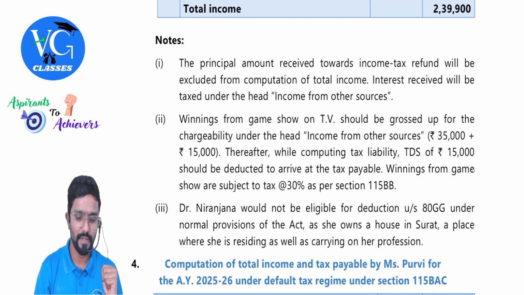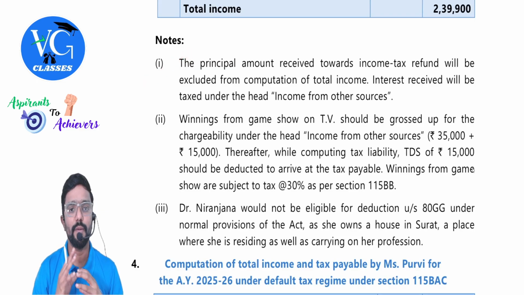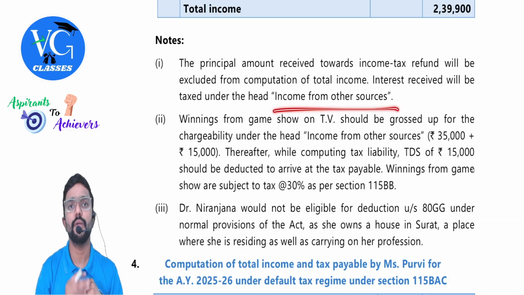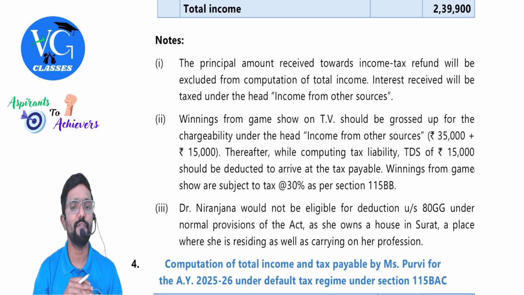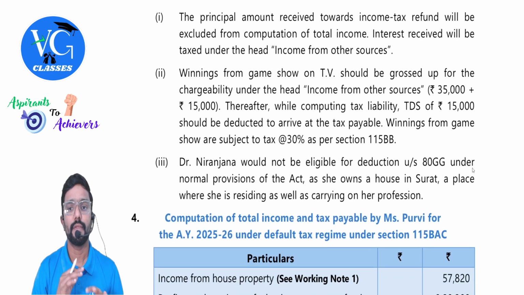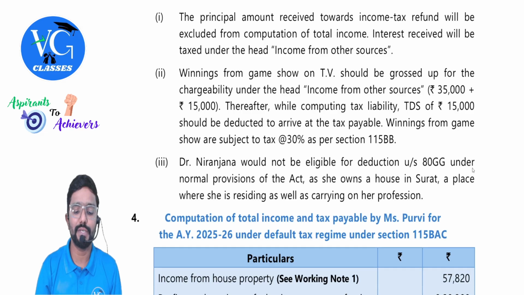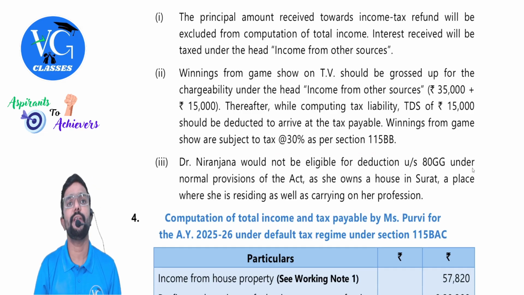Okay. Notes are given. Let me just read it. First note. The principal amount received towards income tax refund will be excluded from computation of total income. Interest received will be taxed under the head income from other sources. Next, winnings from game show on TV should be grossed up for chargeability under the head income from other sources. Okay, you should always say gross figure, that is before TDS. That is 35,000 plus 15,000. Thereafter, while computing tax liability, TDS of 15,000 should be deducted to arrive at the tax payable. Winnings from game show are subject to tax at 30% as per section 115BB.